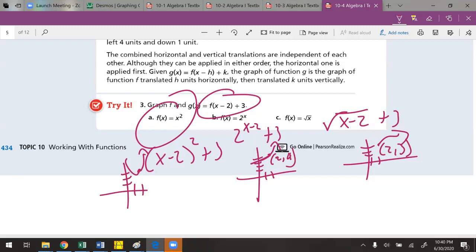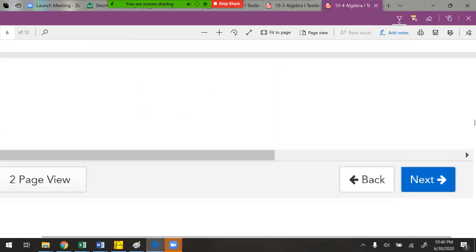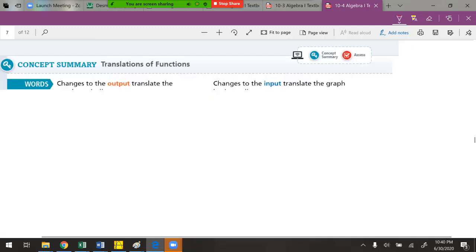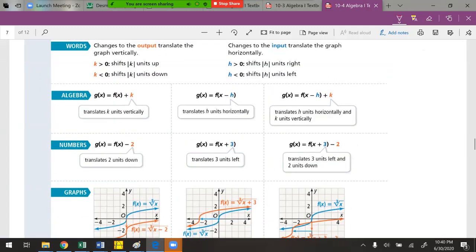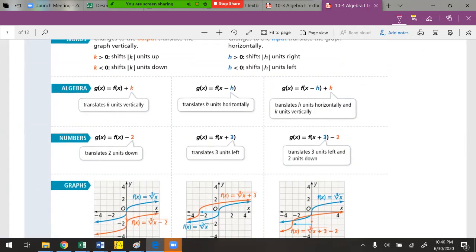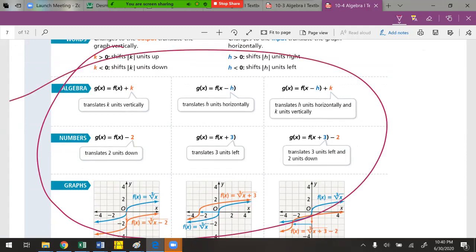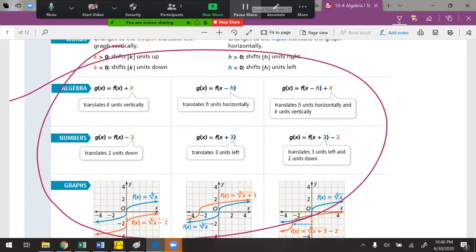It's not a hard lesson. Not a hard lesson. Okay, definitely need to watch the video and definitely need to just focus. Okay, understand the translations. Okay, and understand this language. Very important. That covers 10-4.